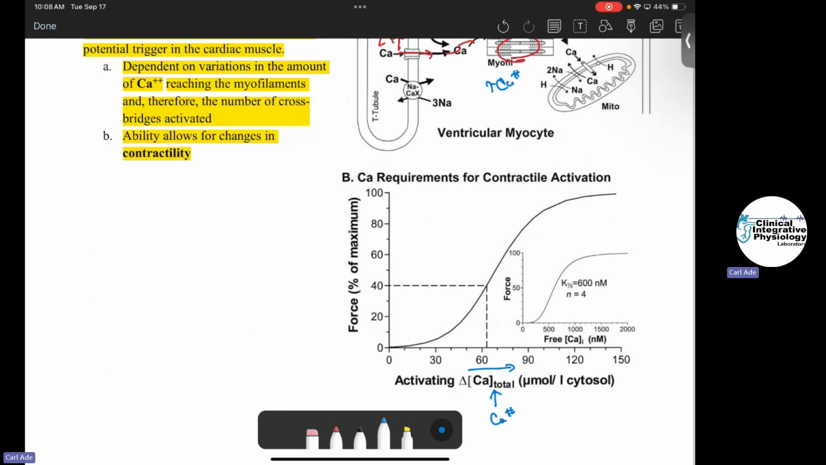So if we can dump more calcium with each beat, we're going to get more force produced. And what we're going to see is this line here. There are certain things we can do to shift that so that for any amount of calcium, we might even get more force produced. So it's a fluid line, if you will, a little bit.